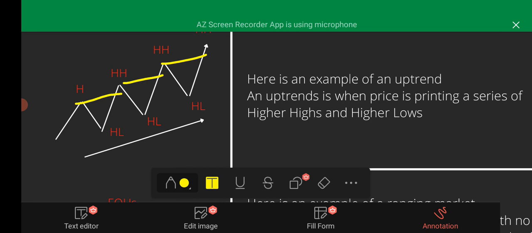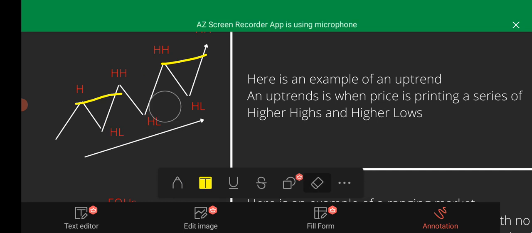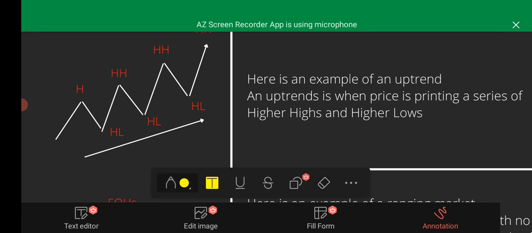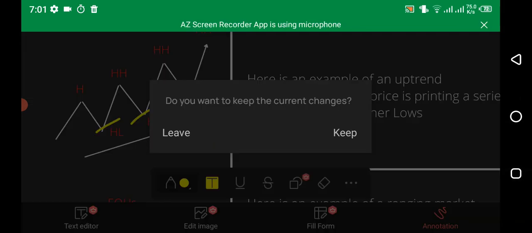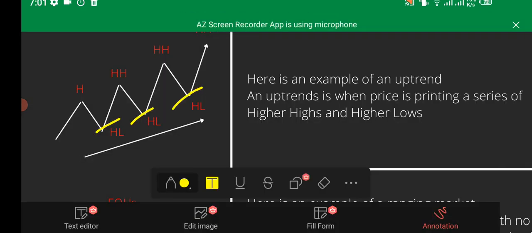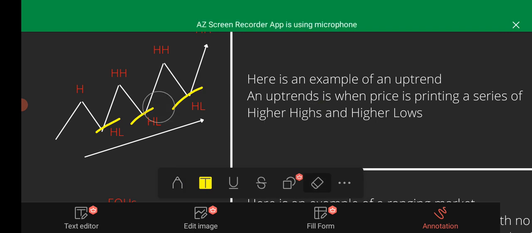The second criteria, we have to see these higher lows being respected. They don't have to be broken. We have to make sure that they must not be broken. Okay, the higher lows. This is for an uptrend. So that's what we have to understand when we are talking about an uptrend.